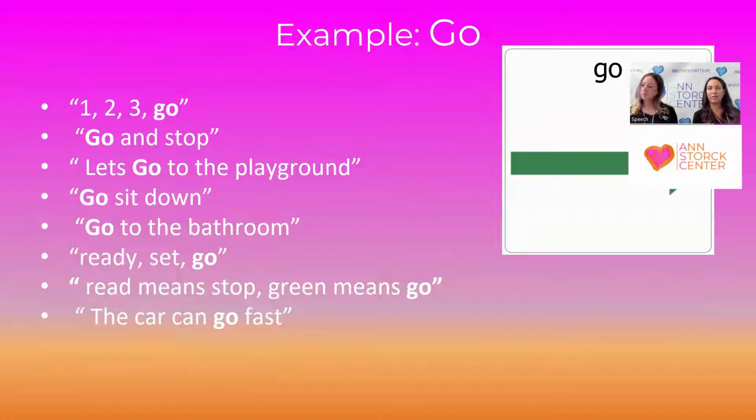So here's another example with go. And before, if you remember, Jen was saying that AAC can also be a gesture or a sign. So we could say ready, set, go, and that's the sign for go. So go and stop. Let's go to the playground. So you're giving a visual feedback. So if you don't have a picture, and that is the actual picture that we would use for go, but if you don't have a picture with you, you can use a gesture or a sign just to give more information for the child to hold on to, more exposure to the word.